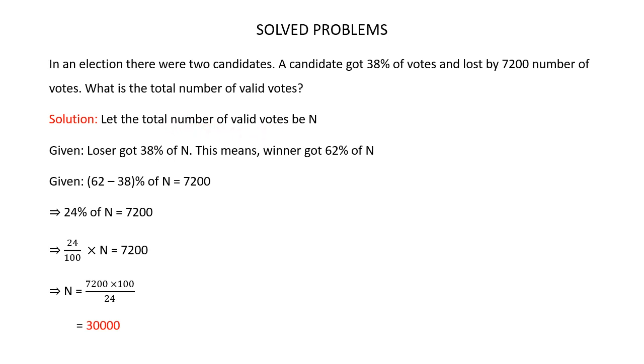It's given that the loser got 38% of N. This means the winner got 62% of N. It's given that the loser lost by 7,200 votes. This means the difference between the votes got by the winner and the loser is 7,200. So 62% of N minus 38% of N is equal to 7,200.